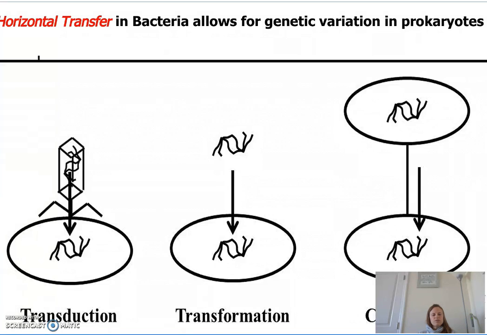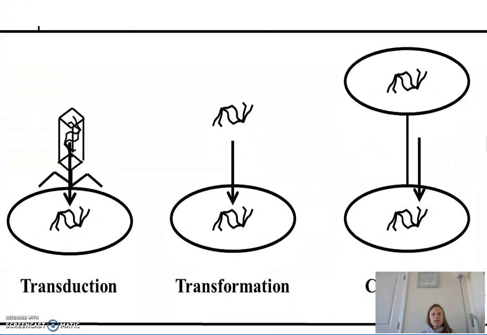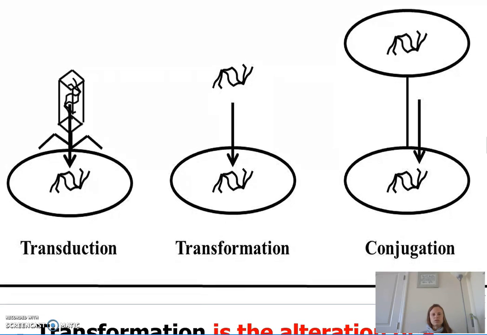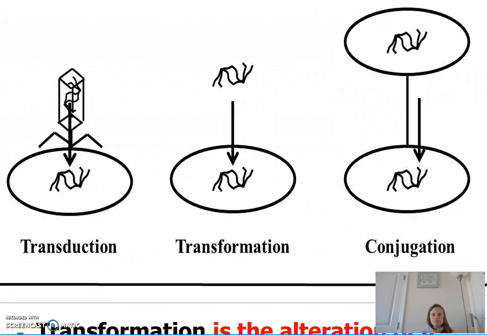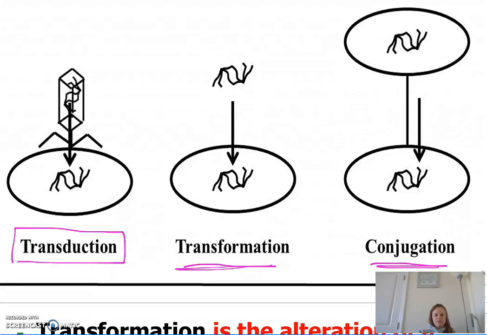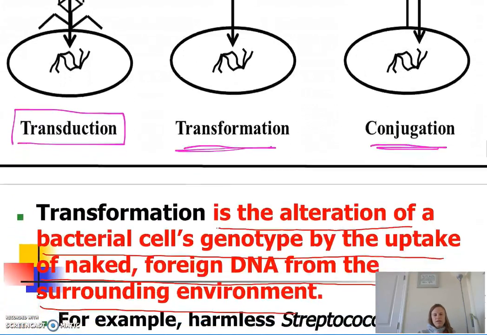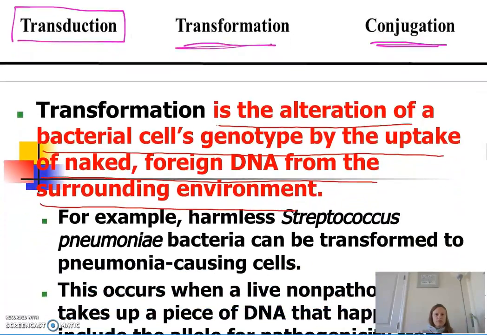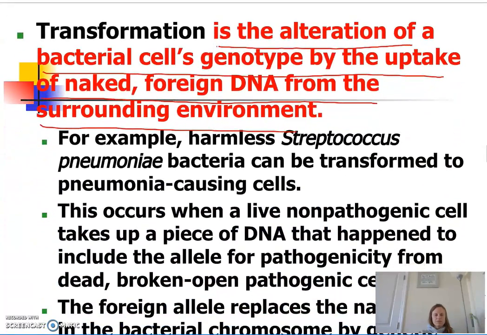So horizontal transfer in bacteria allows for genetic variation in prokaryotes, where there are three different mechanisms for this horizontal transfer. There's transduction, transformation, and conjugation. So transformation we've seen very recently. That's what we did in our lab. Conjugation we discussed when we compared prokaryotes and eukaryotes. However, transduction is a new mechanism for us. So let's talk about the type of horizontal transfer that we have most recently performed.